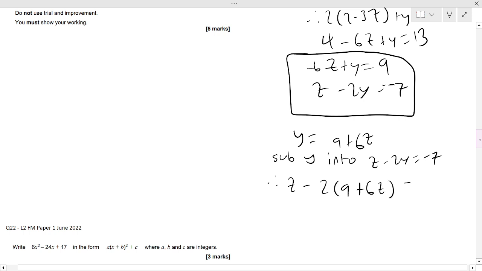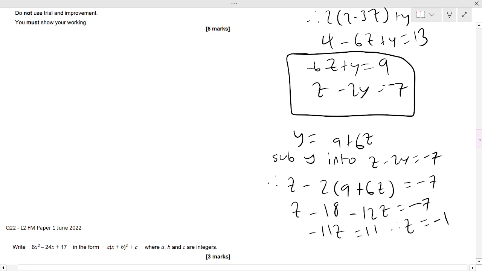equals minus 7. So that means z minus 18. 2 times 9 is 18. Minus 12z is minus 7. So that means minus 11z is going to equal positive 18 add 7. That's going to be 11, right? Well, therefore, you can see that z is just going to be minus 1, right? Divide by minus 11. 11 over minus 11 is minus 1.